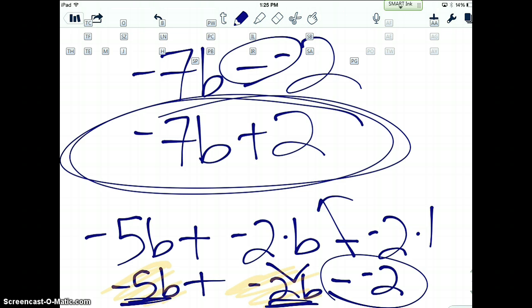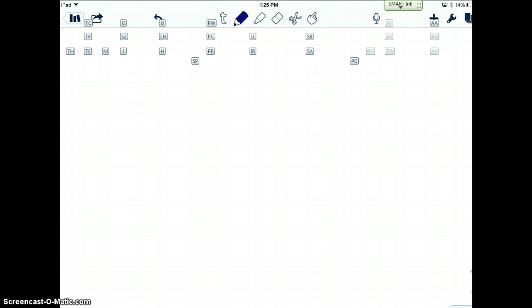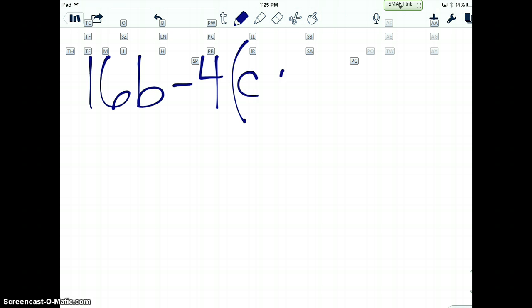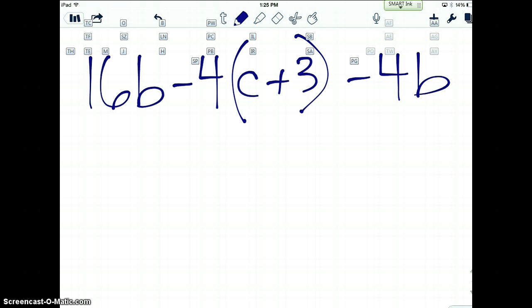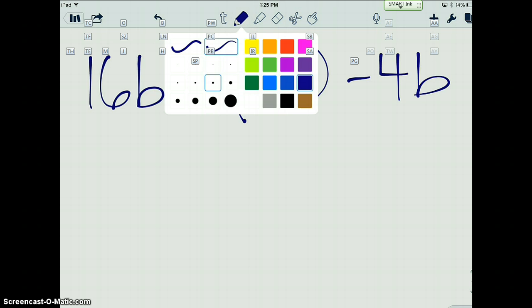Now, I think I might have said I was just doing one more. I lied. I'm going to do one that you did not try in class. And this will be the last one we try. 16b minus 4 times the quantity of c plus 3 minus 4b. Okay, last one. First off, parentheses. Can we do anything in there? No, they're not like terms. So we go to multiplying.